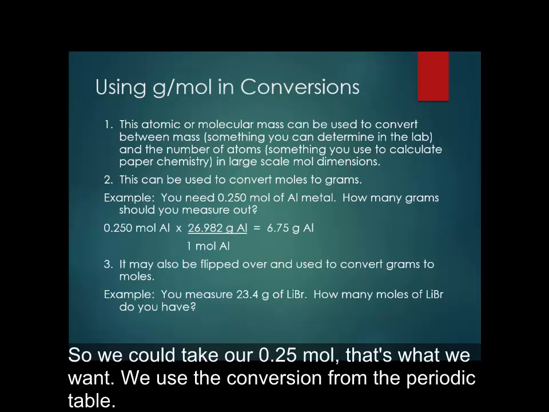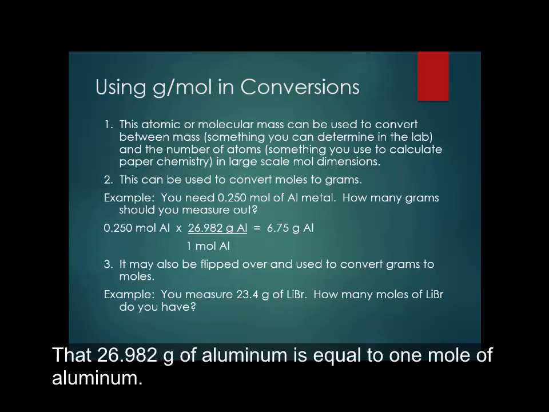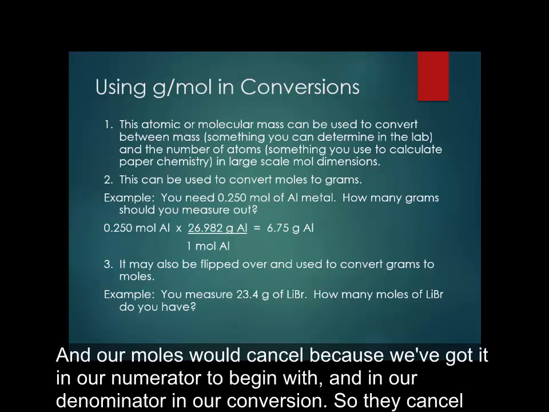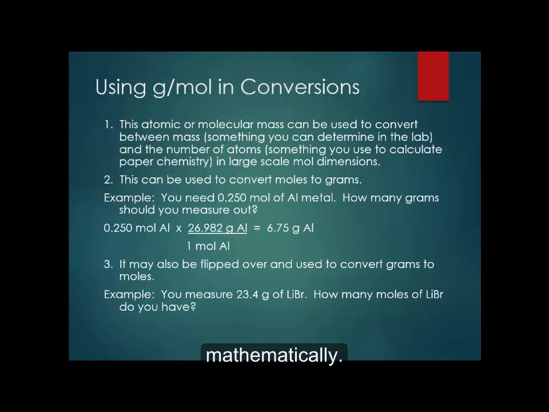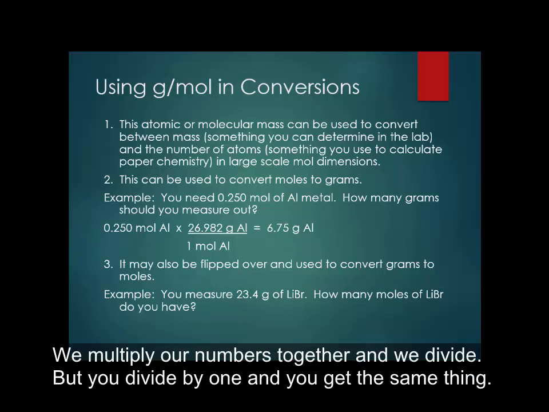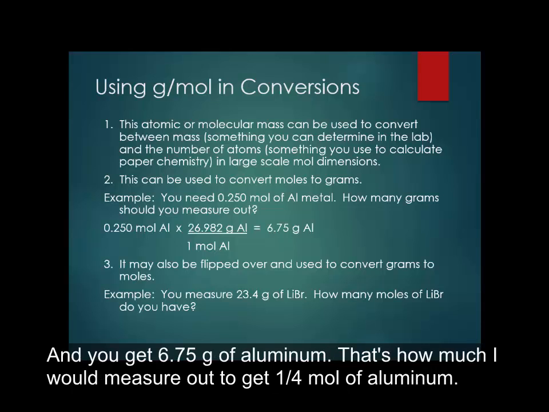So we could take our 0.25 moles, that's what we want. We use the conversion from the periodic table that 26.982 grams of aluminum is equal to 1 mole of aluminum. And our moles would cancel because we've got it in our numerator to begin with and in our denominator in our conversion, so they cancel mathematically. And we multiply our numbers together and we divide, but you divide by 1 and you get the same thing. And you get 6.75 grams of aluminum. That's how much I would measure out to get a quarter mole of aluminum.